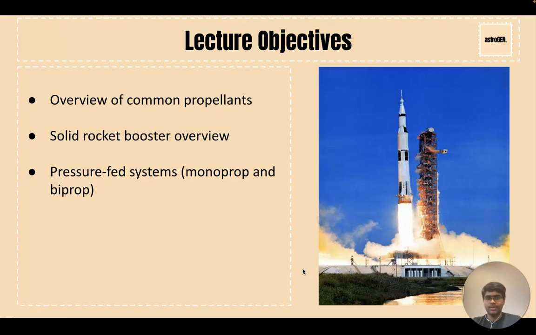Alright, so let's go through the objectives. In this lecture, we plan on going through the overview of common propellants utilized in rockets. We're going to go over solid rocket boosters and how they work, and we're going to go into pressure-fed systems, monoprop, biprop, and cold gas thrusters. And we'll go into the other engine cycles in a future video.